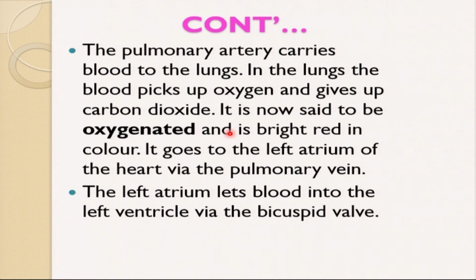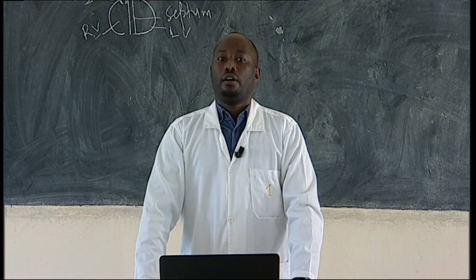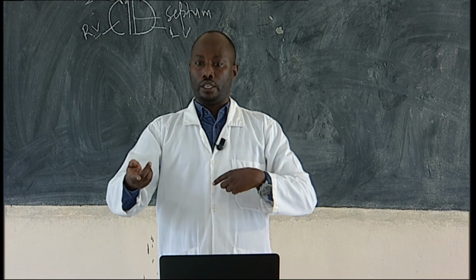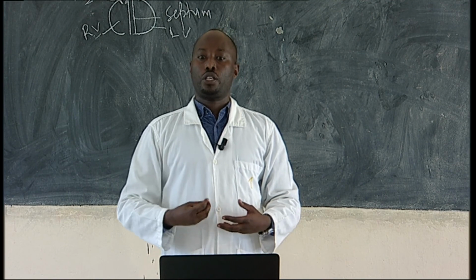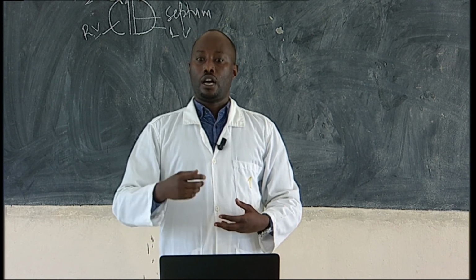So the pulmonary artery carries blood to the lungs, as I mentioned. All arteries carry oxygenated blood, except the pulmonary artery, which carries deoxygenated blood. In the lungs, the blood picks up oxygen and gives out carbon dioxide. It is now said to be oxygenated. So the right side of the heart carries deoxygenated blood, and the left side carries oxygenated blood, meaning it has acquired more oxygen, and it is no longer dark red, it is now bright red in color.